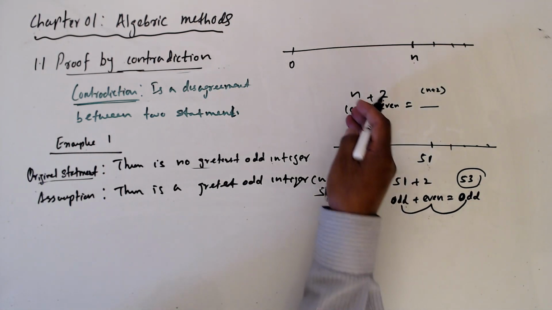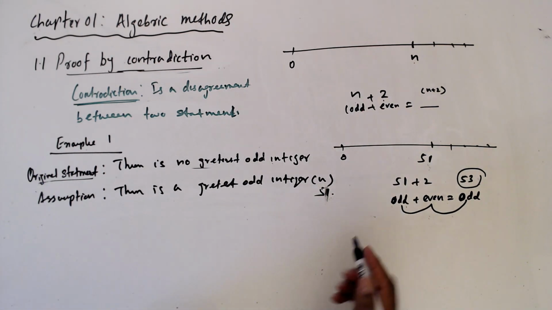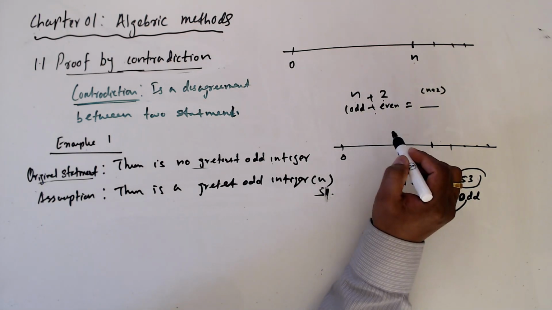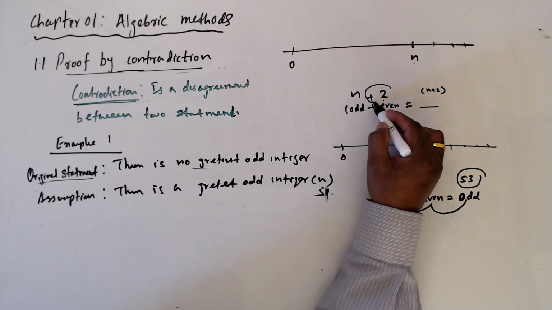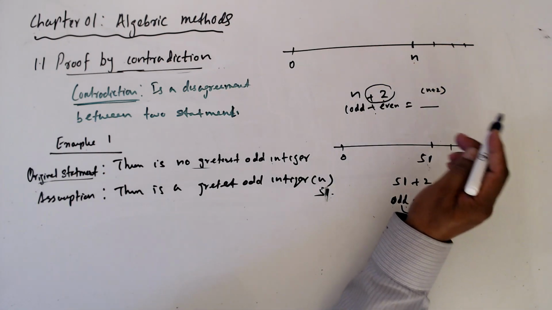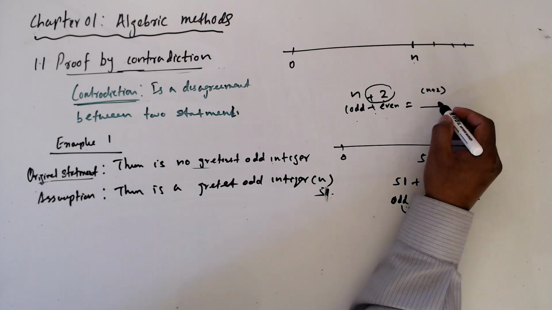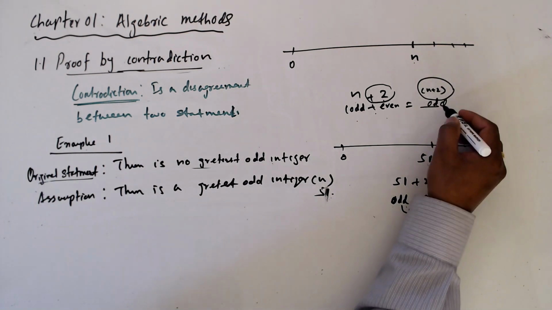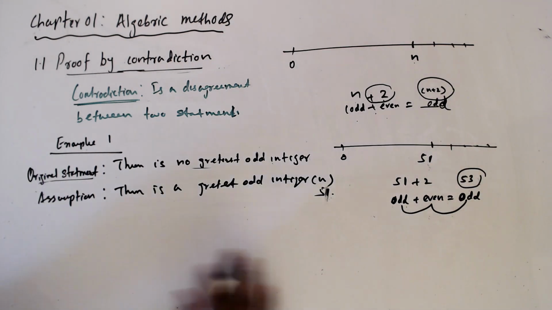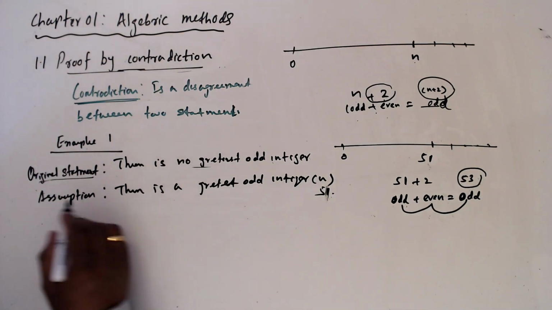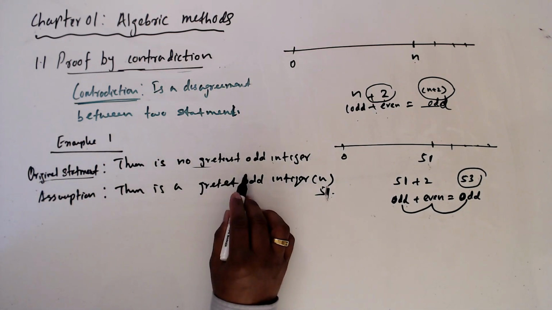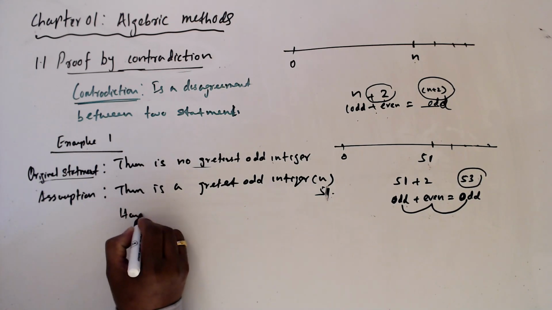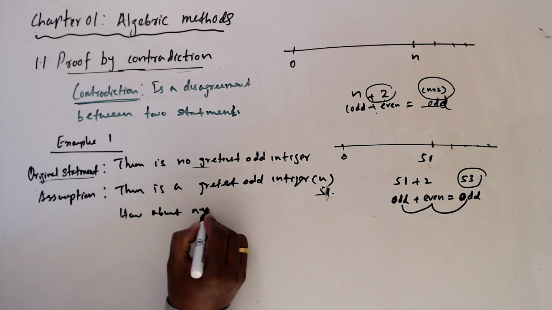So we will tell this argument in terms of n. n is an odd number. Then you use the technique of adding 2. Then odd plus even makes what? Odd. So n plus 2 is odd. That is the argument we want to tell. So there is no greatest odd integer. Suppose there is a greatest odd integer. How about n plus 2?